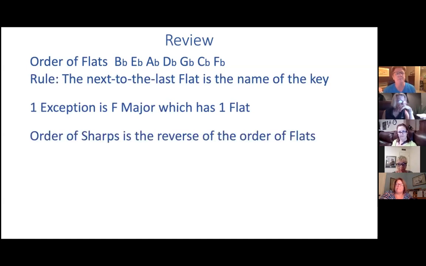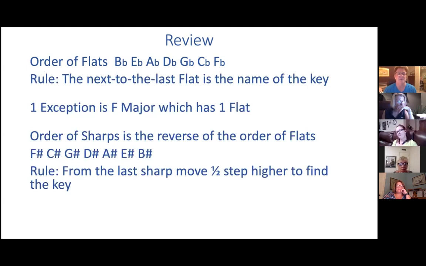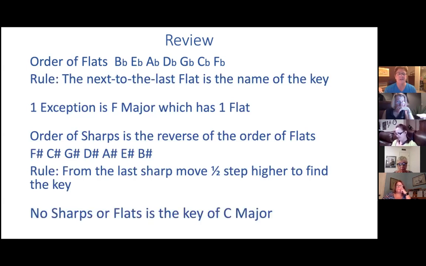The order of sharps is the reverse order of flats. So if you remember B, E, A, D, G, C, F, then you got F, C, G, D, A, E, B. And the rule is from the last sharp, move a half step higher to find the name of the key, and no sharps or flats is the key of C major. Okay, any questions? And no, you don't have to have it learned perfectly, but I'm just saying that's a good start, okay?